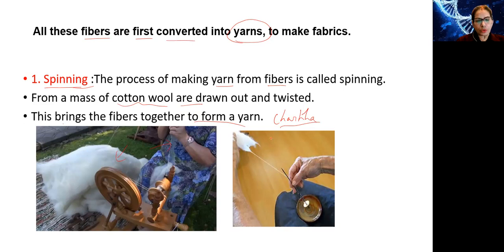And also the takli. This is a very old method of getting the yarn from the cotton. If you see here, this cotton ball is slowly spun around this needle, and then a thread is made. Cotton yarn is made. So from these fibers, the yarn can be made using these types of implements. From a mass of cotton wool, the threads are drawn out and twisted so that the fibers form into yarn.